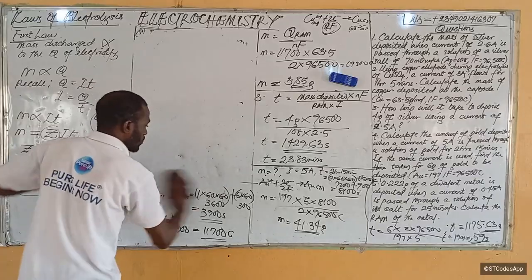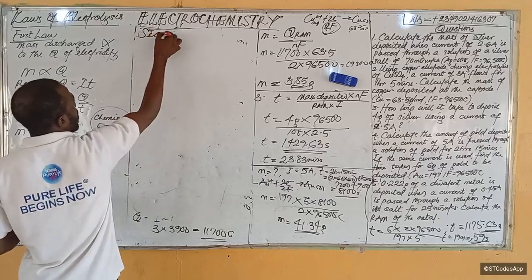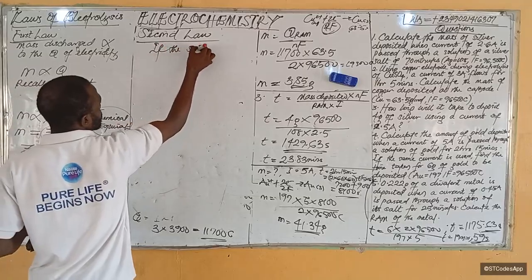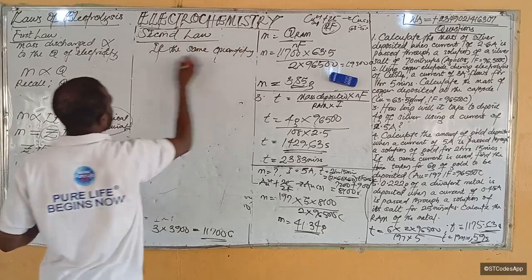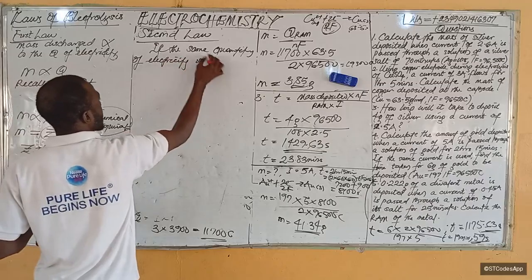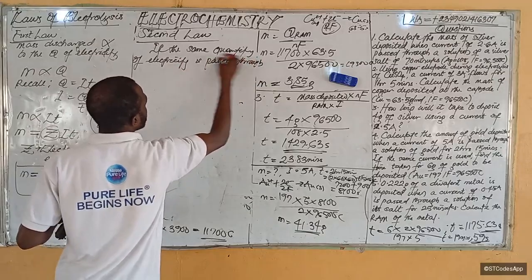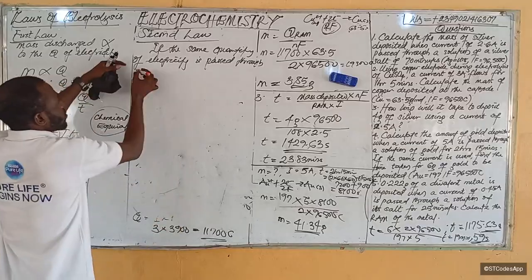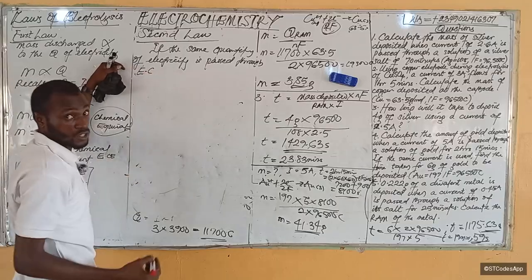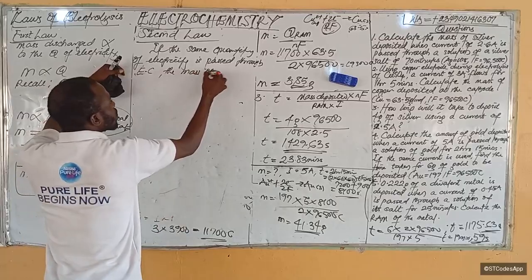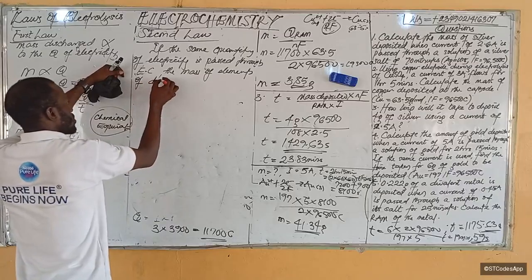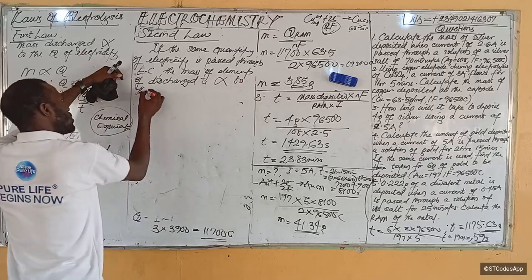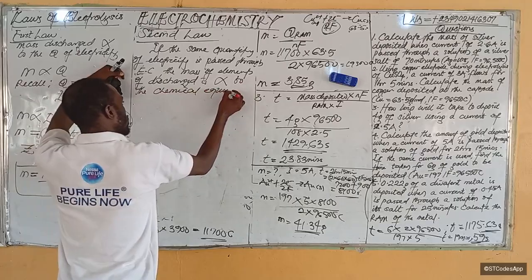Now, what does the second law say? The second law of electrolysis, Faraday's second law, states that if the same quantity of electricity is passed through solutions of different electrolytes connected in series, that is, passed through electrolytic cells connected in series to each other, the mass of elements discharged is directly proportional to the chemical equivalence.